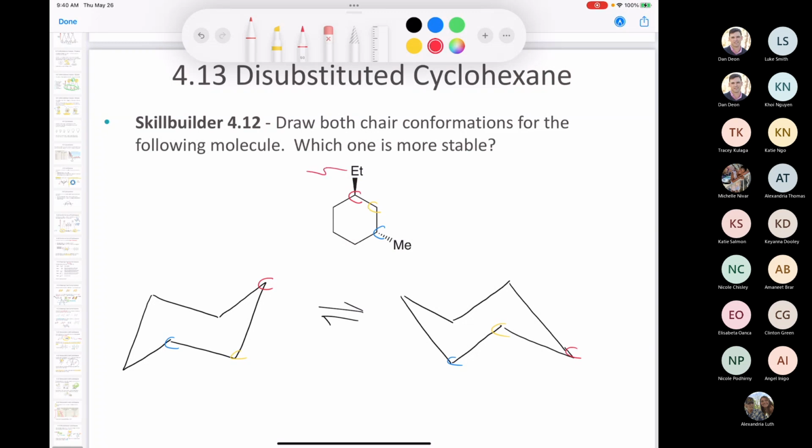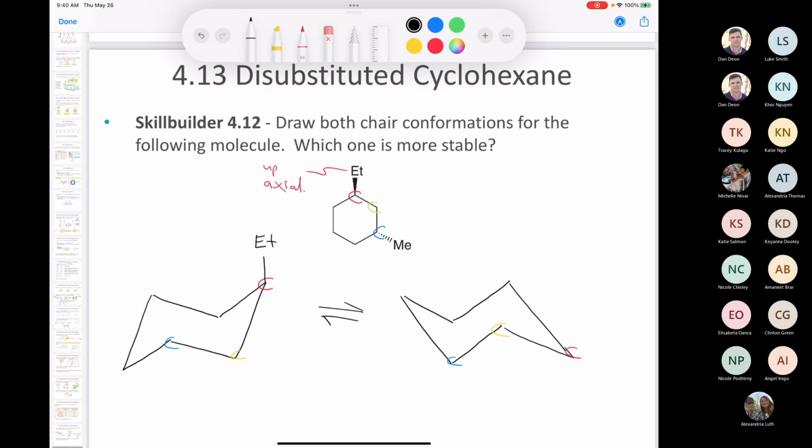It could be up and equatorial. It could be up and axial. That doesn't matter. But let's just start with it being up and axial. So up and axial. Let's just imagine that. If we have our ethyl group going up and axial on the first one, it's going to be like this.